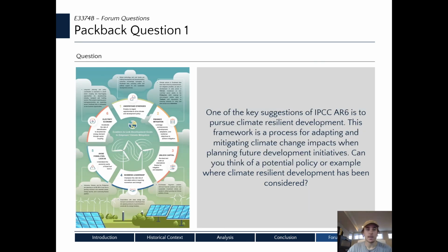Now, in terms of this week's forum questions, the first question that we have is that one of the key suggestions of the IPCC AR6 is to pursue climate resilient development. This framework is a process for adapting and mitigating climate change impacts when planning future development initiatives. Can you think of a potential policy or example where climate resilient development has been considered?